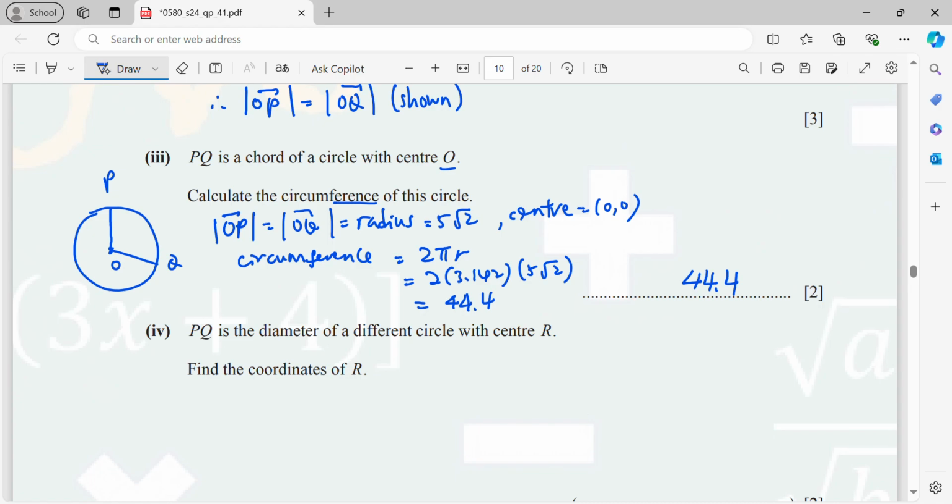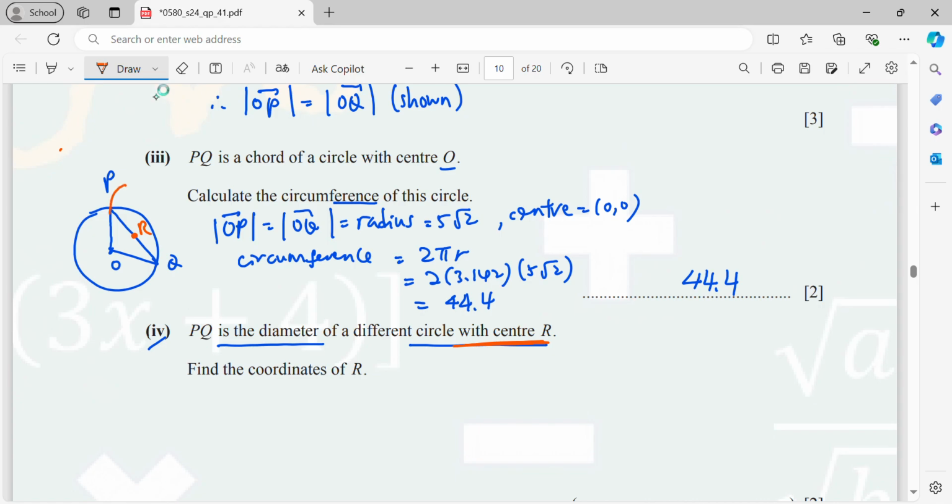So PQ is a chord, right? The chord means that you join P and Q. That is a straight line. Now, part 4. PQ is a diameter of a different circle with center R. Now find the coordinates of R. So here, use back the same circle. It's mentioned that PQ is a diameter of another circle. Let's say this is the center R, because it's mentioned another circle with center R.